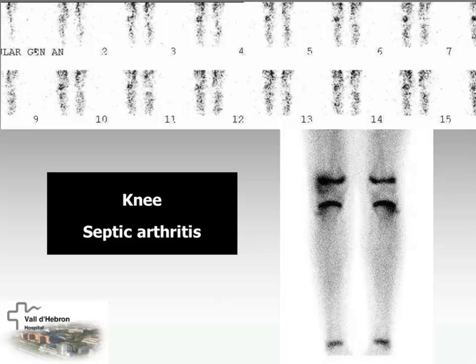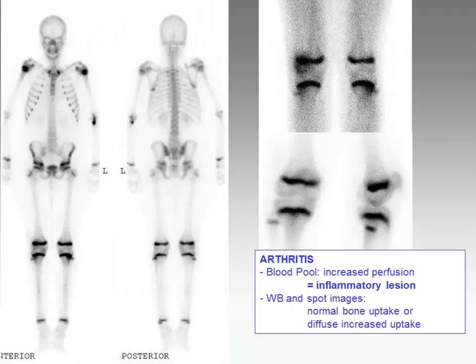This is one case of septic arthritis of the knee. You have here the vascular images and the blood pool image showing an increased perfusion of the lateral part of the right knee, and the X-ray and the bone scan are completely normal, without increasing activity on the lateral condyle. That means that it's a pattern of arthritis without bone involvement.